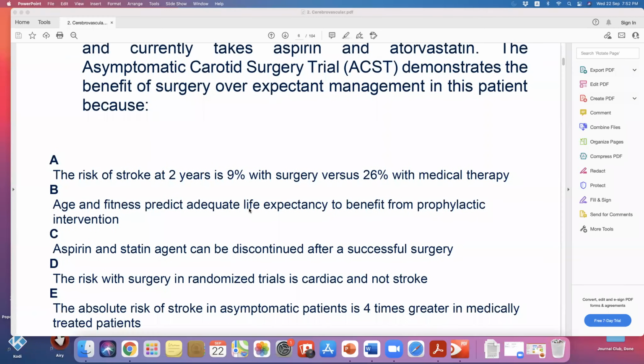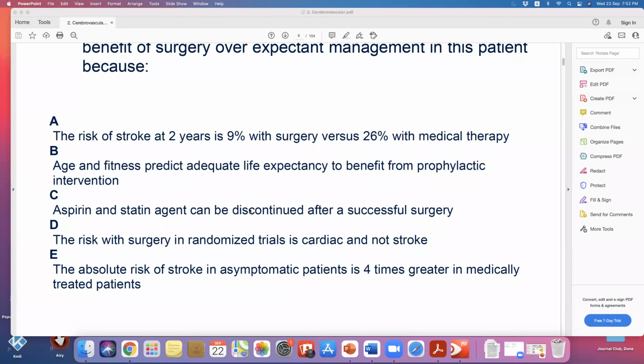Aspirin and statin agent can be discontinued after successful surgery. No. Aspirin and statin after surgery? No, so this is wrong. Even if we do a surgery, we always give the patient aspirin and statins. The reason is these patients don't die from stroke. They mainly die from cardiovascular events. So you want to give this to prevent cardiovascular events. That's why, even after carotid surgery, you still have to continue aspirin and statins.